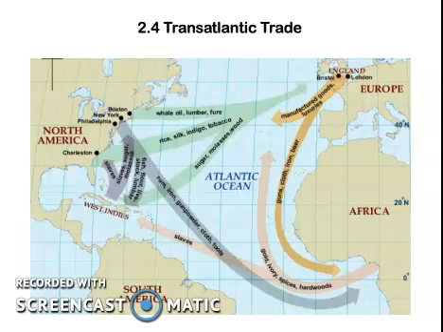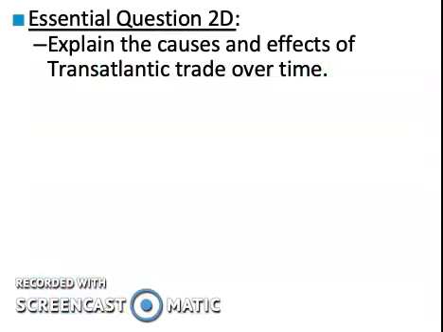We're back for another lecture on U.S. history. What we're going to be looking at today is the trade networks that were going on, especially between Europe and North America during the colonial period. Our essential question for today is Learning Objective 2D: explain the causes and effects of transatlantic trade over time.